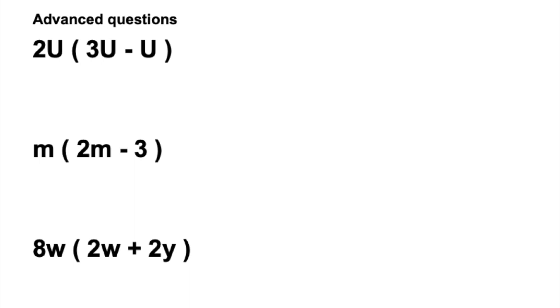Here are 3 more difficult questions to try. So the first question is 2u bracket 3u minus u, which would be 6u squared minus 2u multiplied by u, which would be 2u squared.